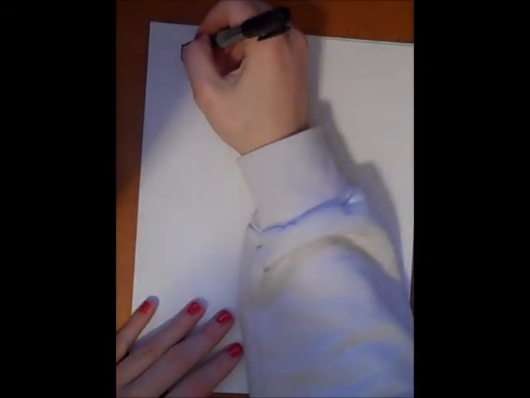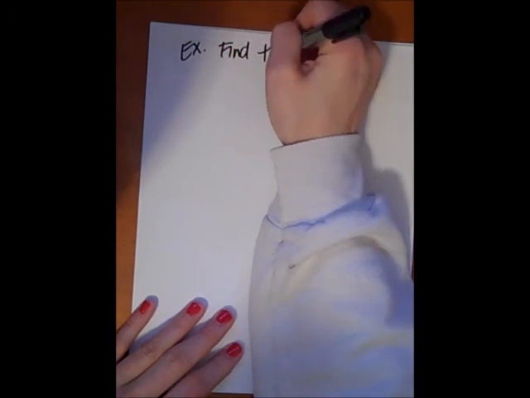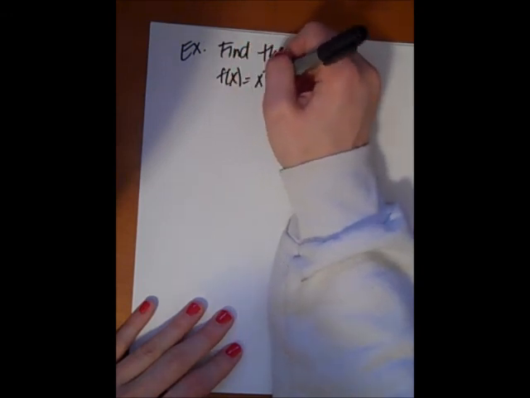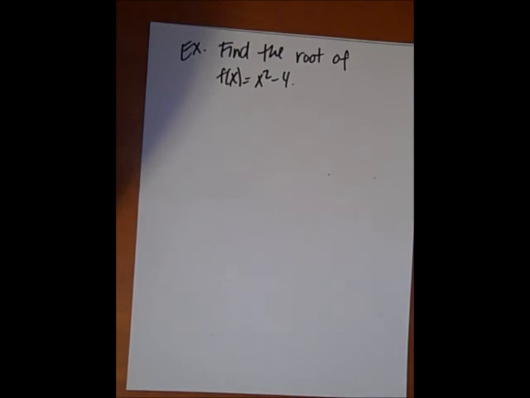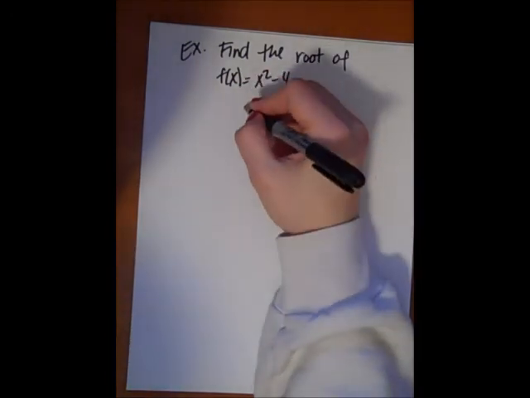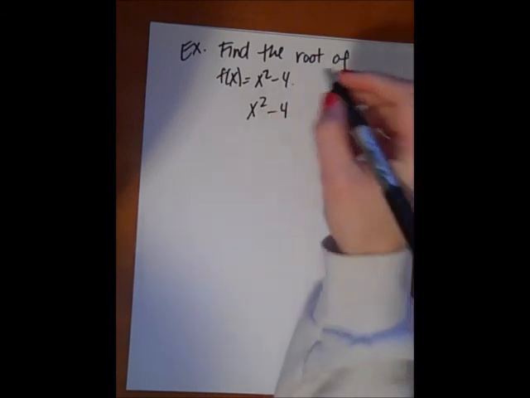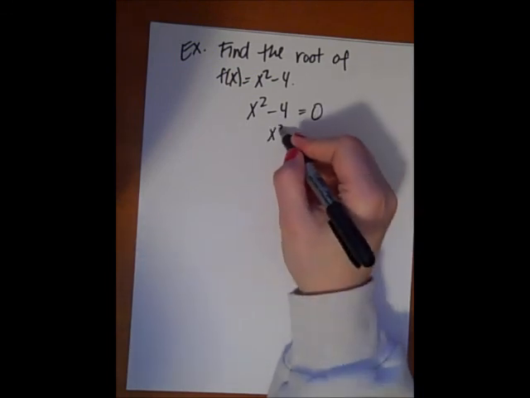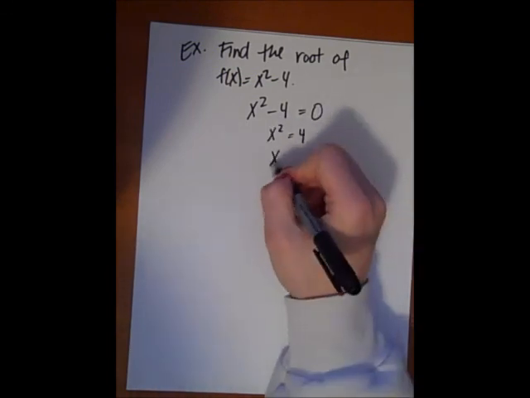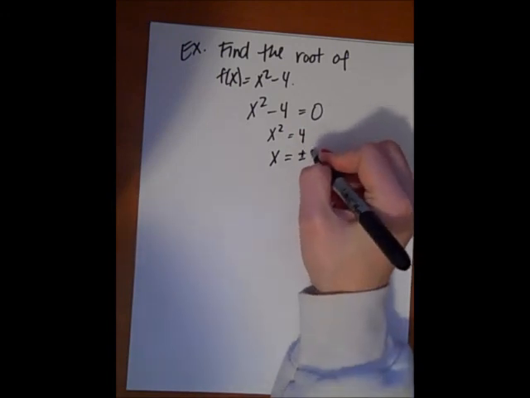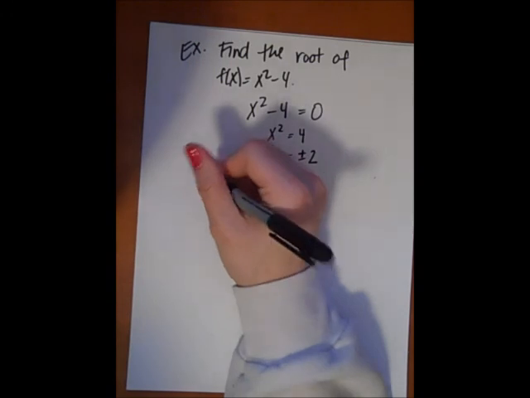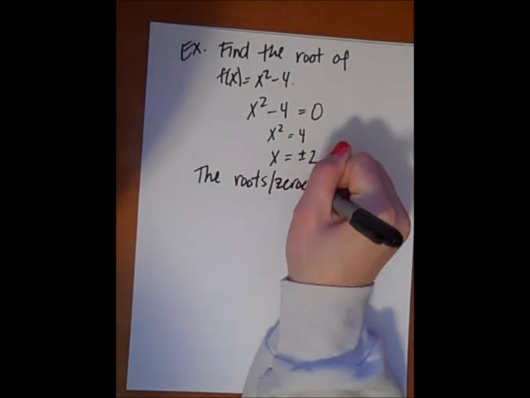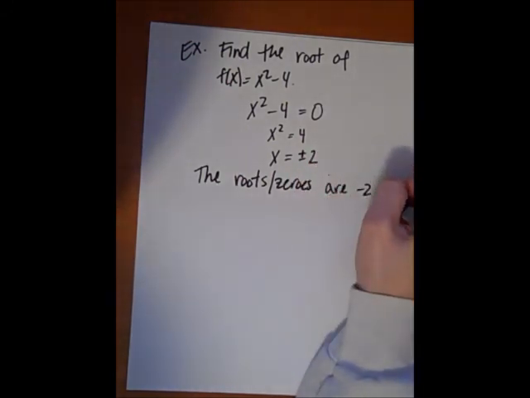So for example, let's find the root of f of x, which is x squared minus 4. To find the root of a function, what you're going to do is set it equal to 0. So I'll set f of x, which is x squared minus 4, equal to 0, and now solve this for x. I can move 4 to the other side. Now take the square root. You want to be careful. There's more than one square root of 4. You get plus or minus 2. So the roots, or zeros, whatever you want to call them, are negative 2 and 2.